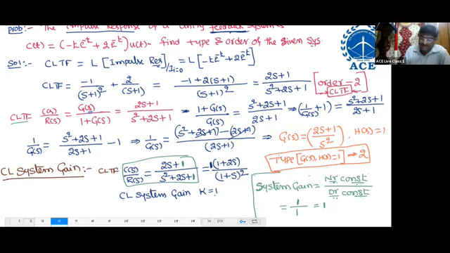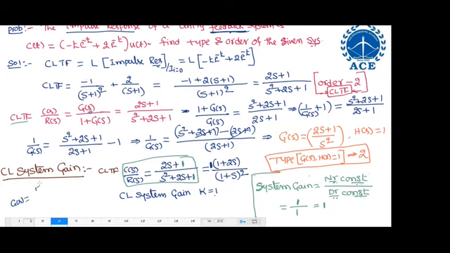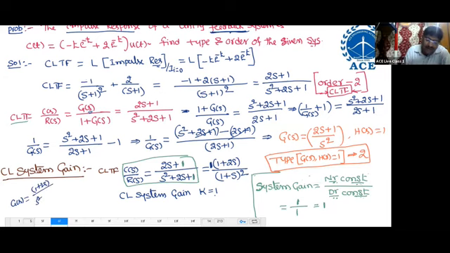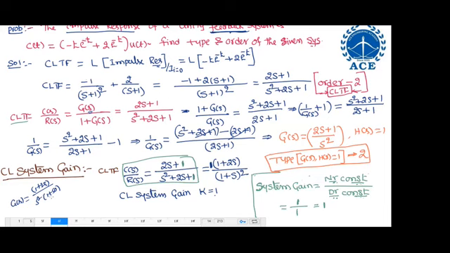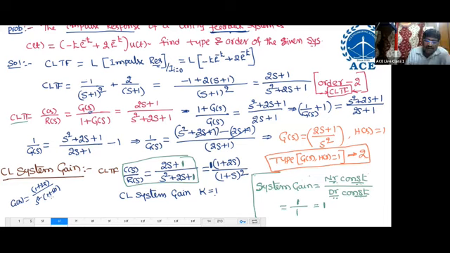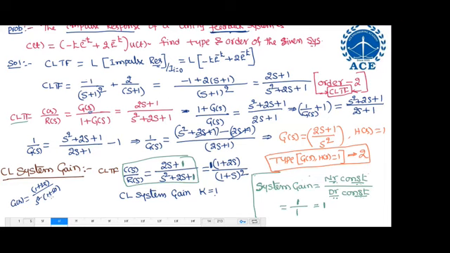Why 0, man? What can you write G of S as? Tell. 1 plus 2S by S square. Then S into 0 will become infinity. 1 plus S0. How can you write it as 0? Right, 1 plus S0. Got it. Yes, sir. Okay. Thank you, sir. Okay. Next.